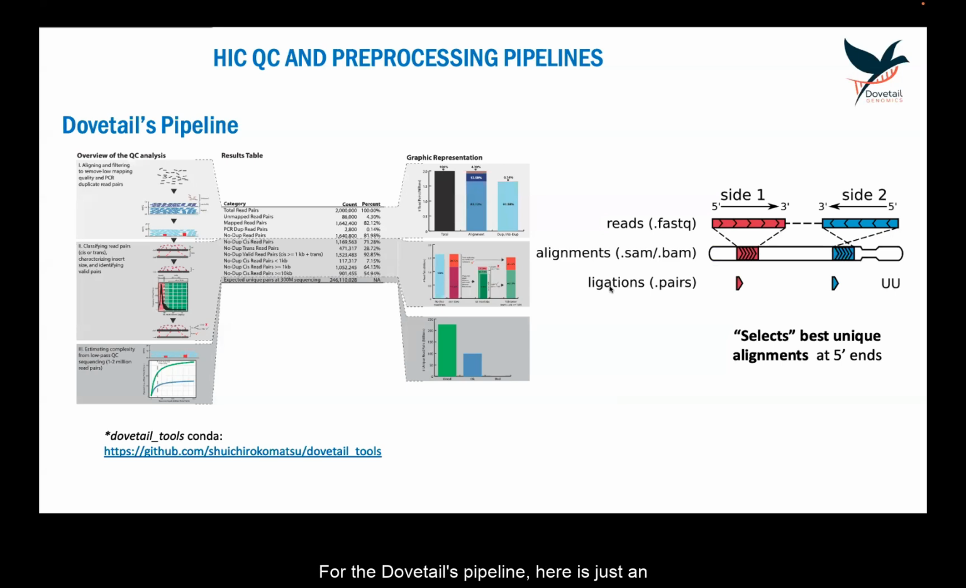For the Dovetail pipeline, here's just an overview of the results. But the basic idea here is, I think it's more resilient to the fact that you have restriction sites or not, or adapters, because basically you process the alignments and you aim to have the best 5' end alignment of each read from the same pair. Okay? And you select the best unique alignment.